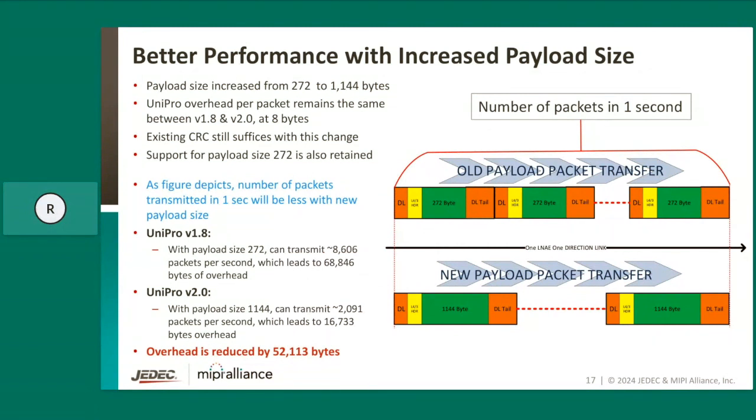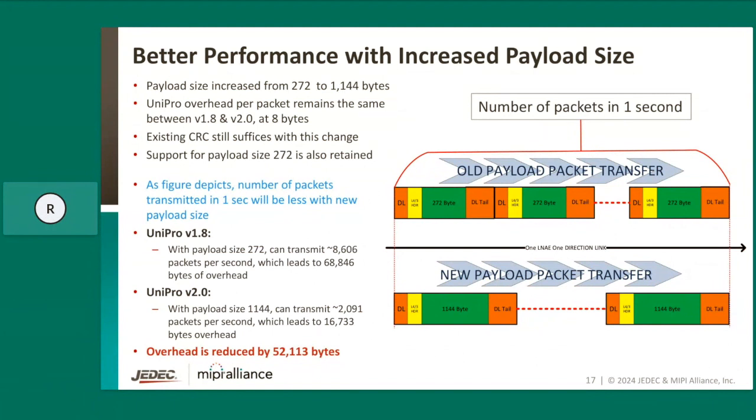However, yet another advantage being, apart from CRC, the overhead or the per packet number of bytes that will be contributed from the UniPro still remains the same, which is 8 bytes. So as the second bullet reads out, the UniPro overhead per packet remains the same between the previous version and the current version, that is 1.8 and 2.0. It is 8 bytes itself.